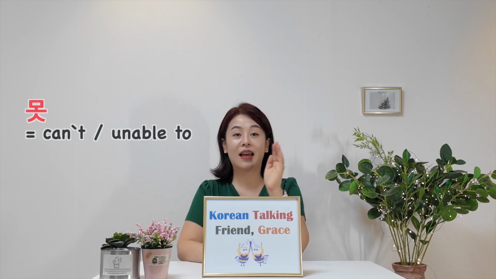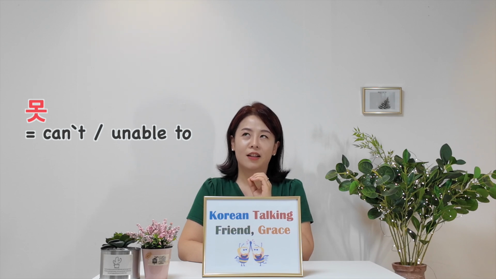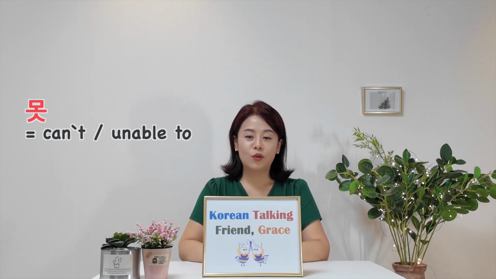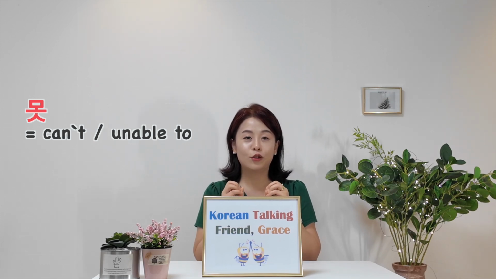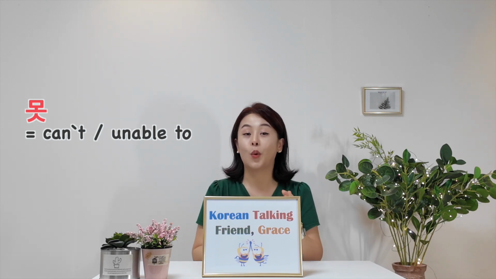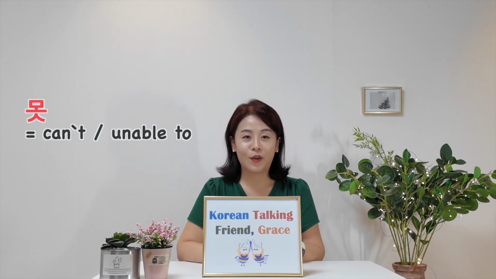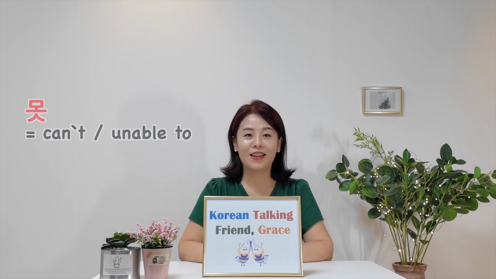And then another one is "cannot." For the negative sentence "cannot," people just add 못. It means not being able to. So when you say you cannot do something, you add 못. Instead of 못 plus 안, you just say 못. For example, 저 수영 못해요. 저 피아노 못 쳐요. Like this.